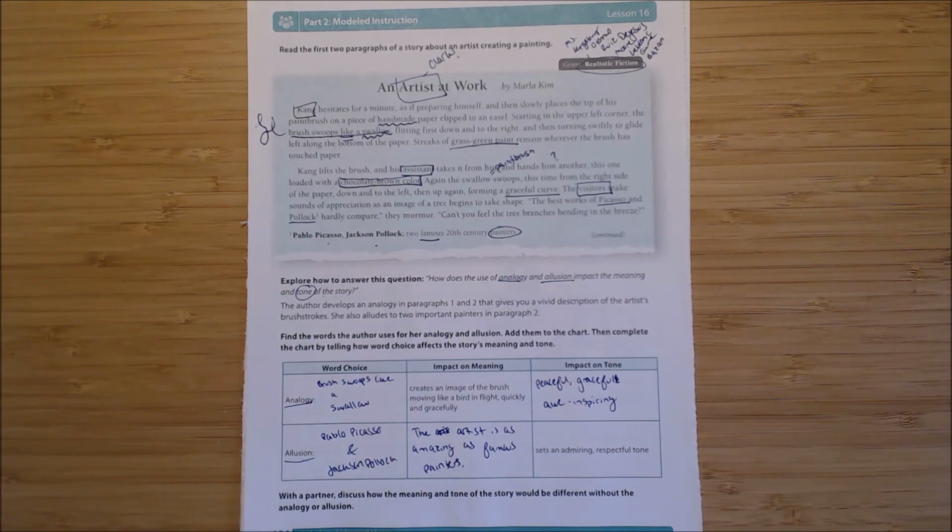So this is what we have so far. Again, my handwriting's trash. The brush swoops like a swallow, which is creating an image of the brush moving like a bird. It's giving us a peaceful, graceful, and awe-inspiring tone. That's our analogy. And our allusion is Pablo Picasso and Jackson Pollock. The artist is as amazing as famous painters, and this is setting an admiring and respectful tone.